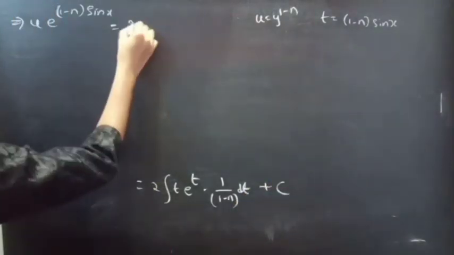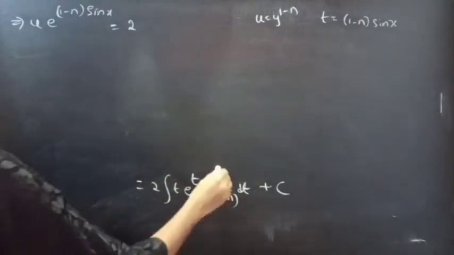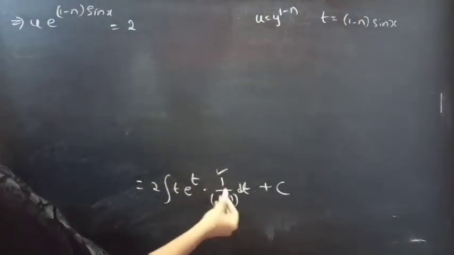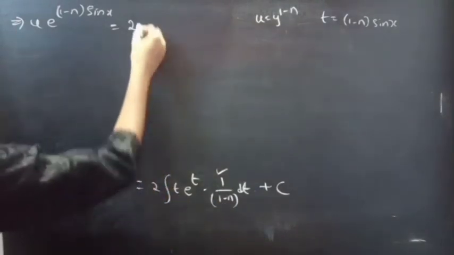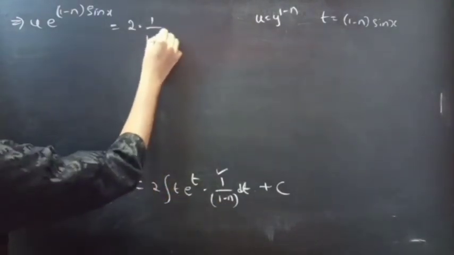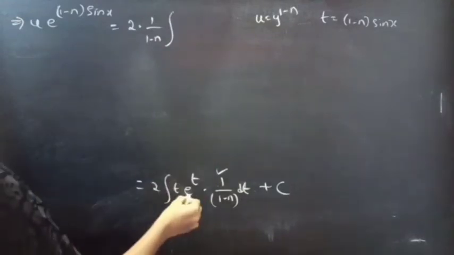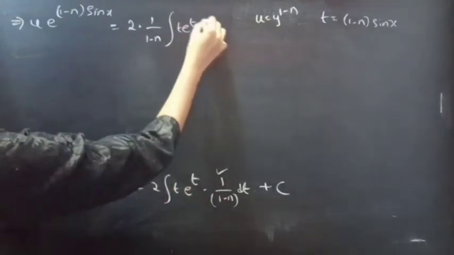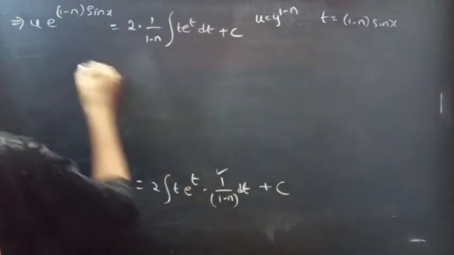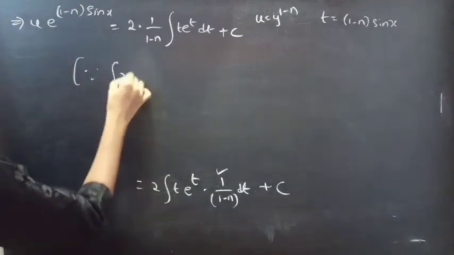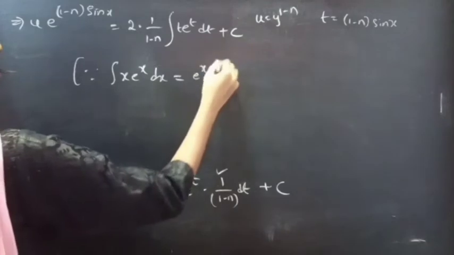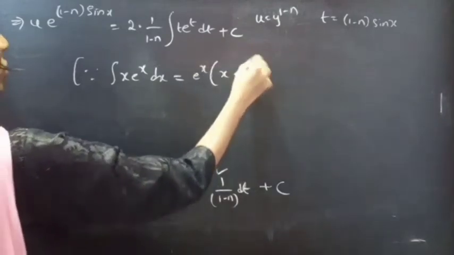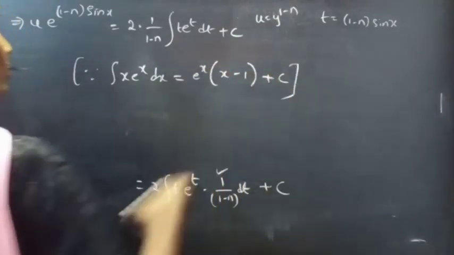This becomes 2, right? 1 by 1 minus n, since 1 by 1 minus n is constant, so you can write it outside the integral. Then you'll get 2 into 1 by 1 minus n into integral t e power t dt plus c. Since we know that integral x into e power x dx equals e power x times x minus 1 plus integral constant c.